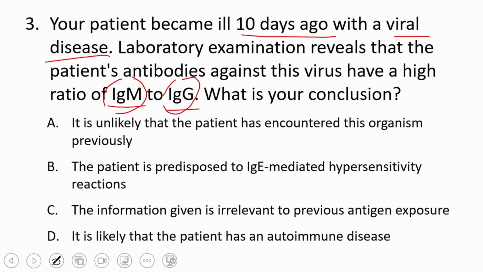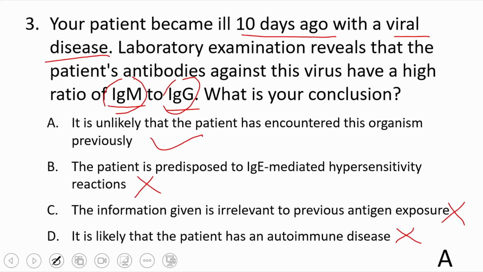So the first option is: it is unlikely that the patient has encountered this organism previously. That means the patient is encountering the pathogen for the first time, a primary response. This seems to be right. The patient is predisposed to immunoglobulin mediated hypersensitivity reaction. It has nothing to do with IgM and IgG. The information given is irrelevant to previous antigen exposure. No, it is relevant. And it is likely that the patient has an autoimmune disease. No, this is not linked with that. So A is going to be the correct answer. Okay, A.